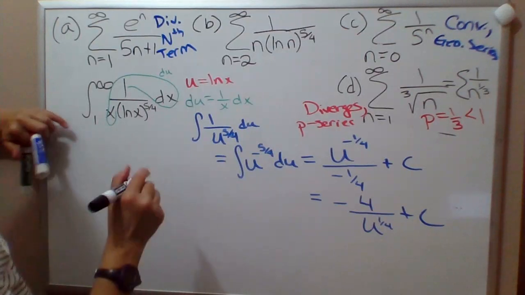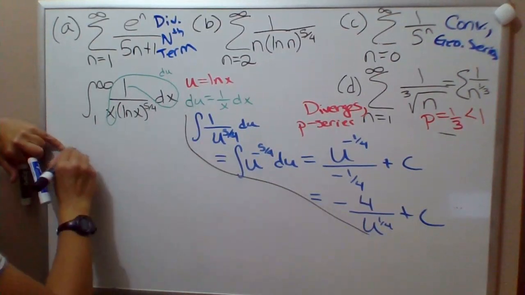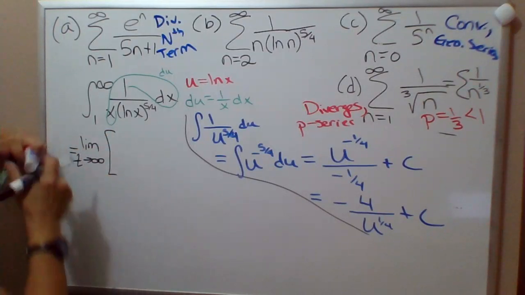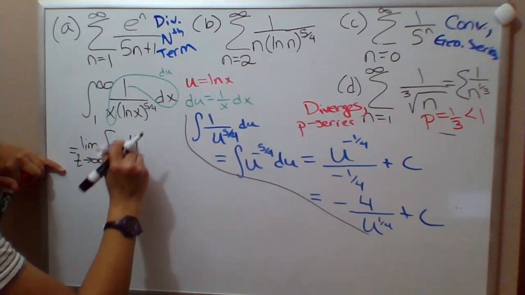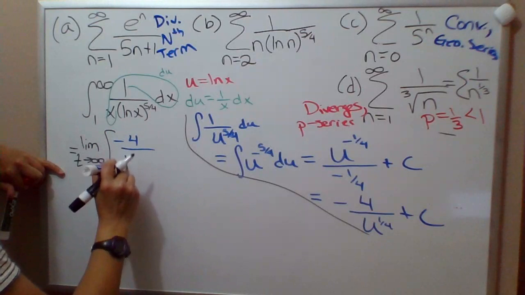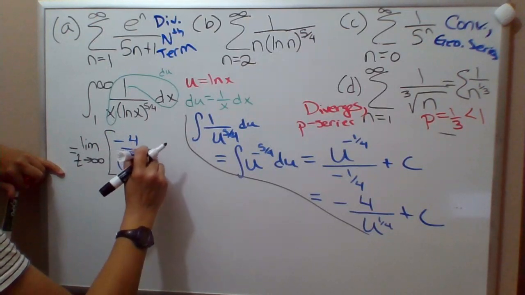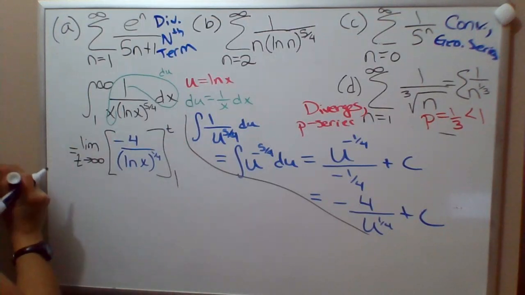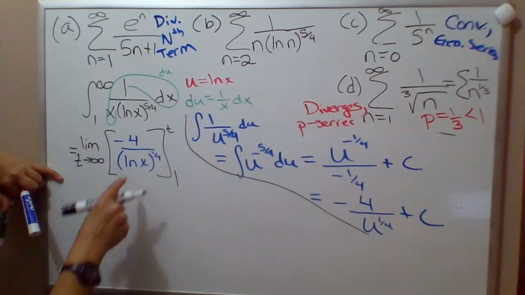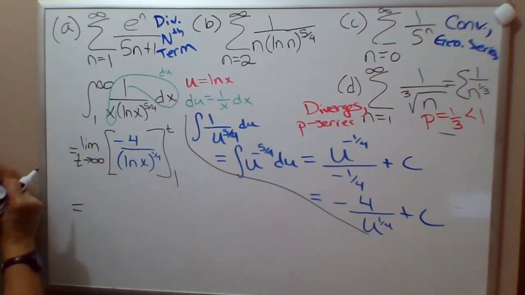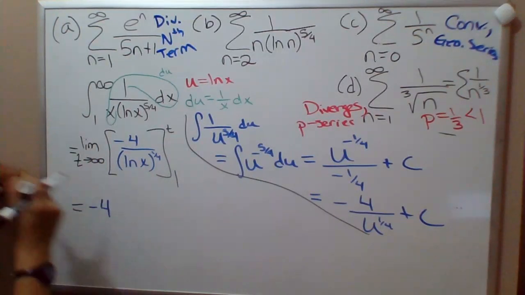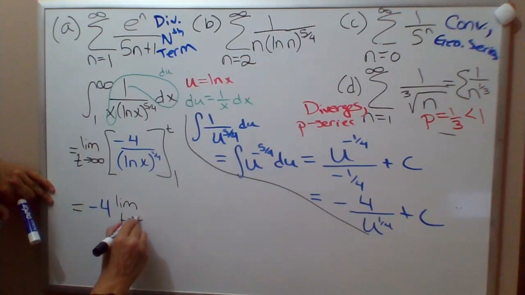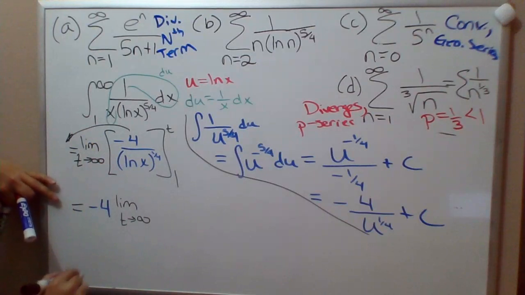Okay, so let me come back to the improper integral here. This is equal to the limit as t approaches infinity of this antiderivative, which is negative 4 over u, which is ln of x to the 1/4, evaluated from 1 to t. Now, something I haven't been doing that's been kind of driving me crazy: constants like this, negative 4, we could pull that out in front of the limit if we want to. I just haven't been doing it to minimize the steps that I'm showing you. But now I'm going to go ahead and do it. So negative 4 is a constant coefficient. I can put that out.